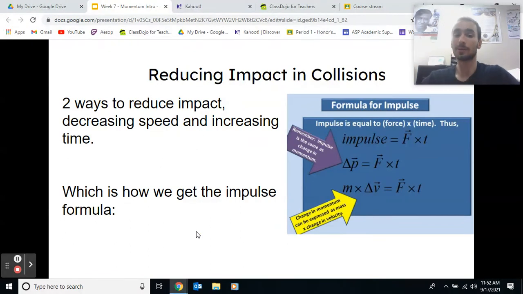So those are the two things I wanted you to get out of the day. The two ways to reduce impact are decreasing the speed of the object and increasing the time of the collision. And that's how we get the impulse formula. So impulse, you can think of as change in momentum. To decrease the force that you experience from a collision, you can decrease the momentum or increase the amount of time it takes for the collision.